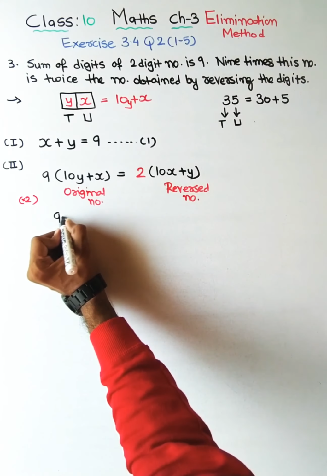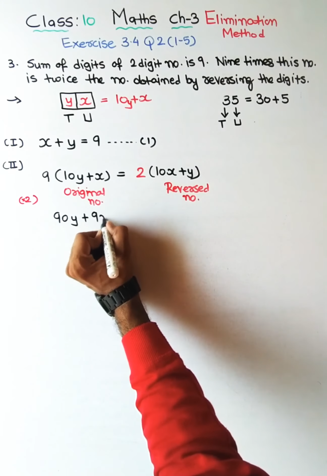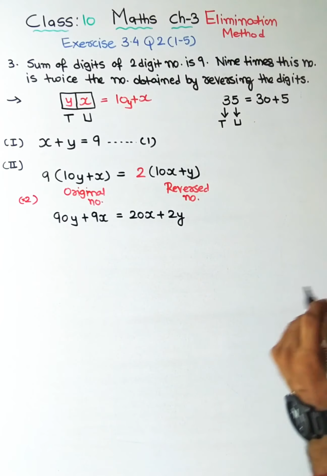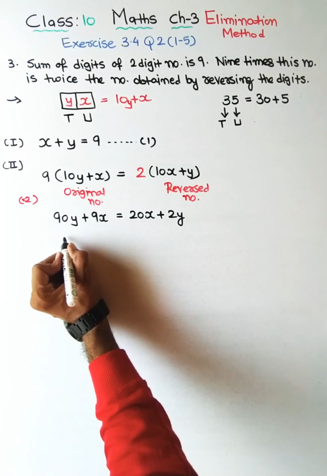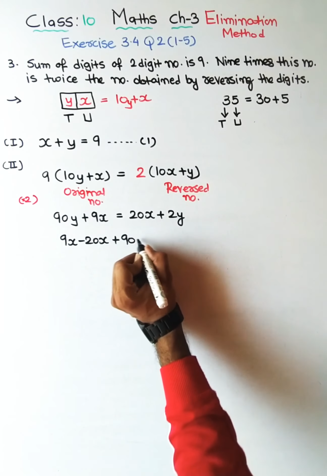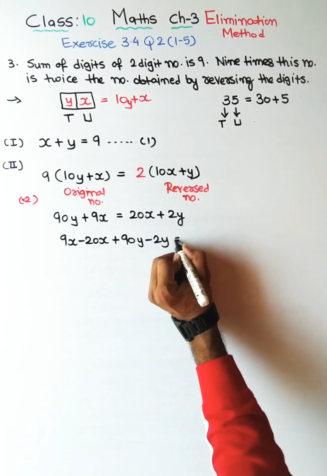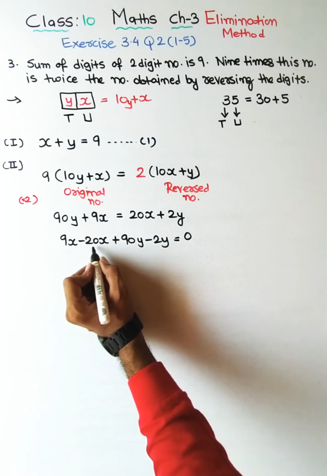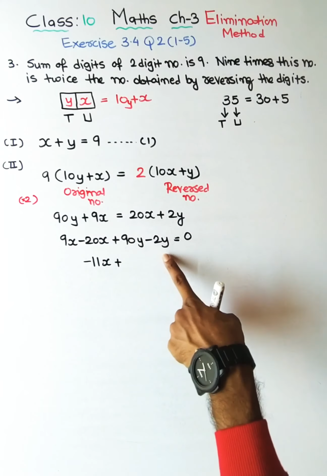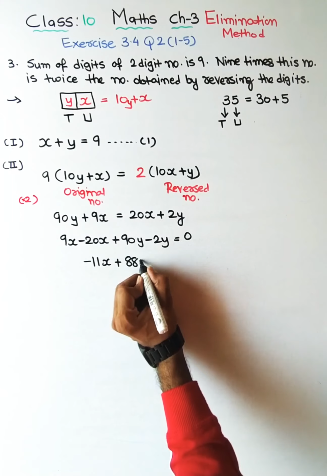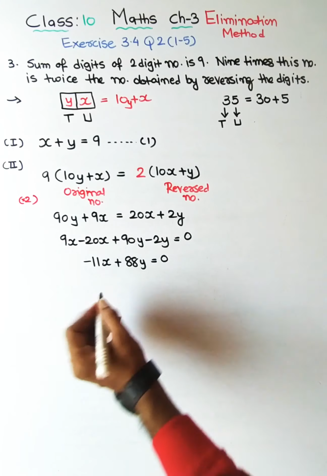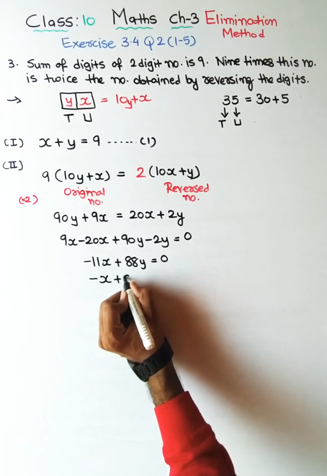9 tens are 90y plus 9x equals 2 tens are 20x plus 2y. Taking everything on the same side, here it will be 9x minus 20x, 90y minus 2y equals, here there is nothing, so 0. 9 minus 20 is minus 11x plus 90 minus 2, that is 88y equals 0. Now if we divide the equation by 11, we get minus x plus 8y equals 0.